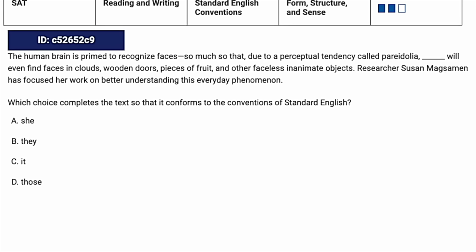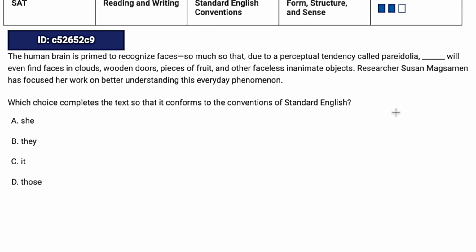All right, so that first one was obviously pretty easy, but now we're dealing with a medium question. And with the medium and hard pronoun questions, sometimes you're going to have to focus on, or rather not focus on, certain parts of the sentence. Here, for example, we've got the human brain is primed to recognize faces, so much so that due to a perceptual tendency called something, blank will even find faces in clouds.